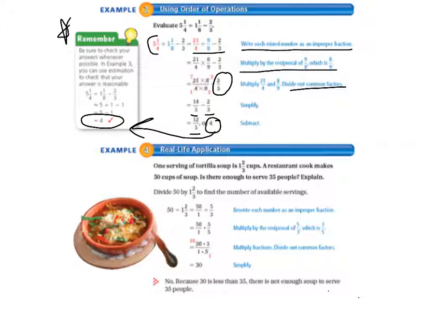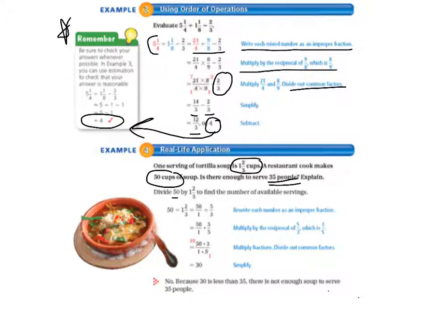So finally, in example 4, we have a real-life application. 1 serving of tortilla soup is 1 2/3 cups. A restaurant cook makes 50 cups of soup. Is there enough to serve 35 people? So we want to find out how many servings of soup we're going to get out of 50 cups of soup if each serving is 1 2/3 cups.